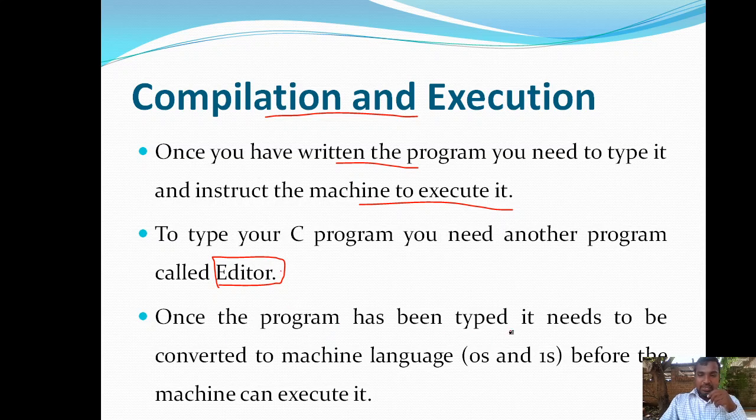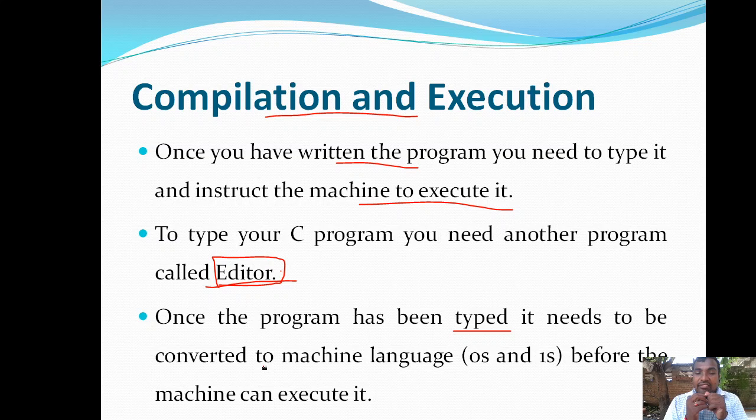Once the program has been typed with the help of any one of the editor software, it needs to be converted to machine language. Whatever program we have typed is in a high level language. In the earlier classes, I already told you that C is a high level programming language. High level in the sense that the user can read and understand what is happening in that particular program. So human readable form means high level language.